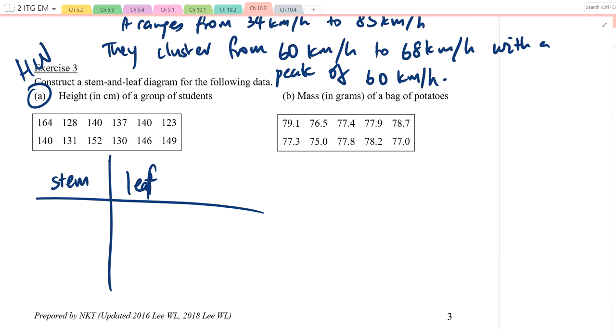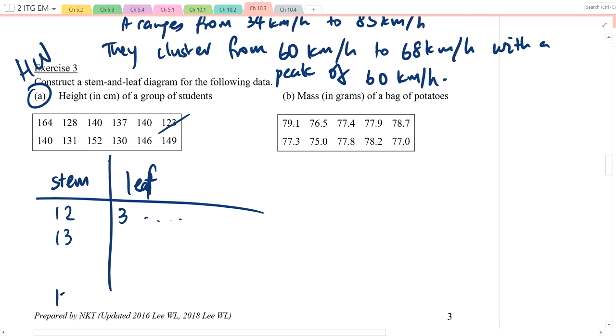The first stem to be... keeping in mind, the leaves are the last digits. What's your stem? 1, 2. Then what is your first leaf? 3. Okay, so you are talking about this one, right? So I'm sure you can carry on. The next stem, what do you think it will be? 13. I think we can continue, right? 12, 13, so on and so forth.